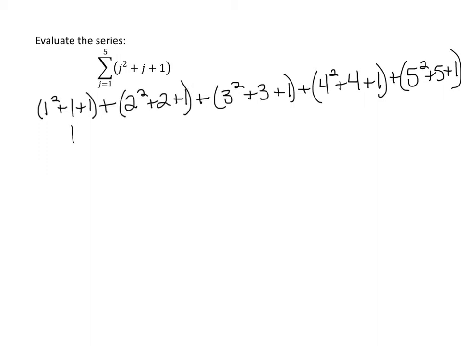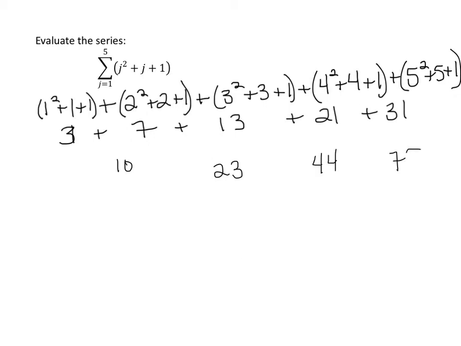So this is 1. 4 plus 2 is 6. 6 plus 1 is 7. 9 plus 3 is 12 plus 1, that's 13. 16 plus 4 is 20, that's 21. 25 plus 5 is 30, so then 31. Hope you guys caught my mistake. 1 plus 1 plus 1 is 3. So I've got 3, 7, 13, 21, 31. 3 plus 7 is 10, plus 13, that's 23. Plus 21 is 44, so I get 75.